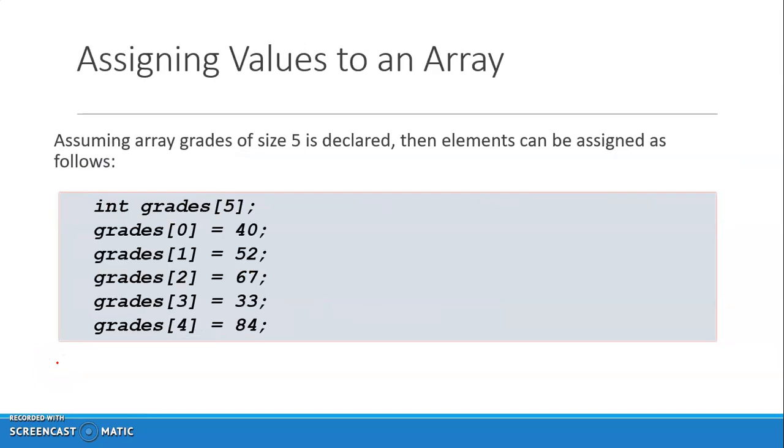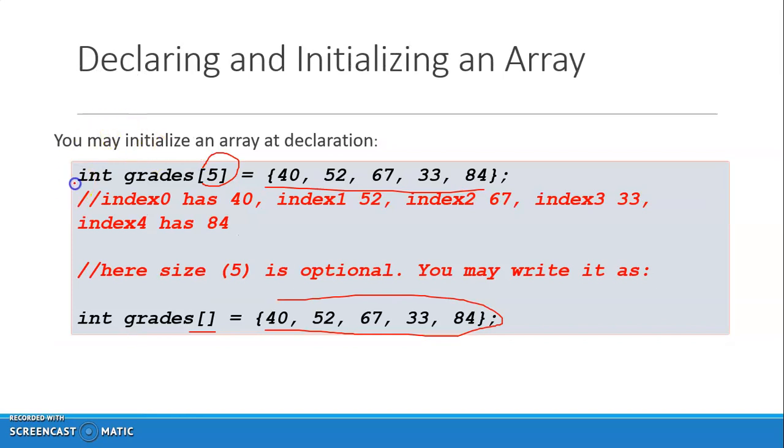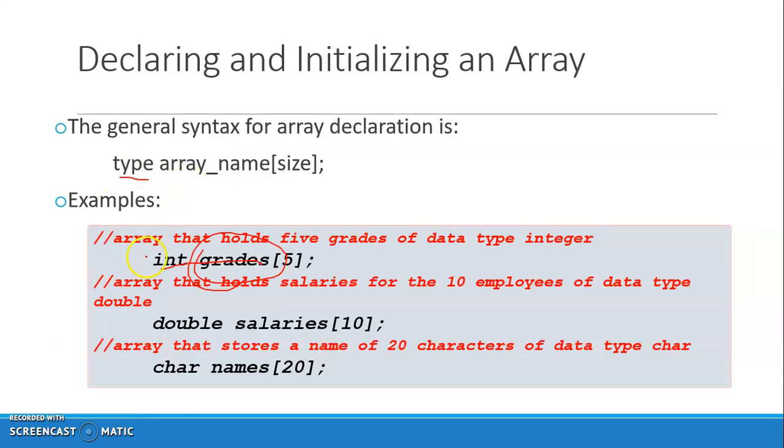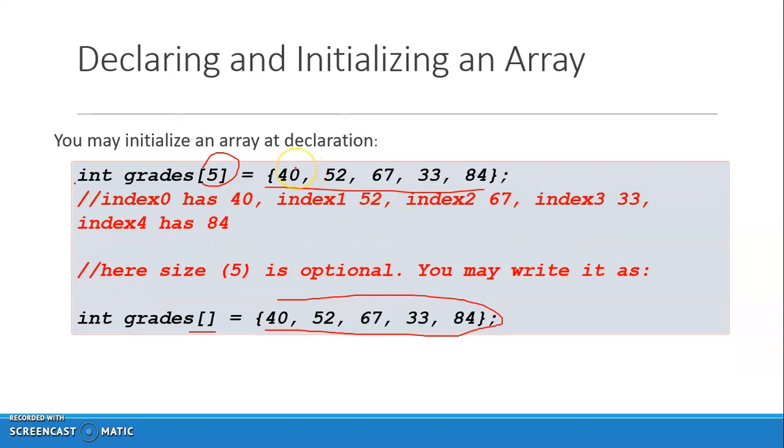Okay, so if we have an array declared of size 5 and the name of the array is grades. In other words, if we have a declaration such as this one here, we have made a declaration of an array with a name of grades and of size 5, then we can start assigning values. Here the values were assigned during declaration, but we are looking at making an assignment after declaration. So this is what is done.